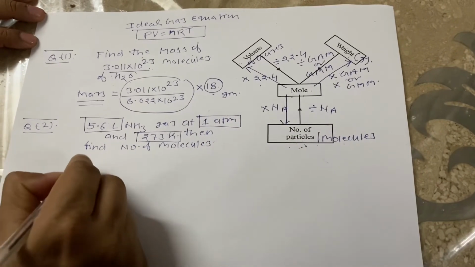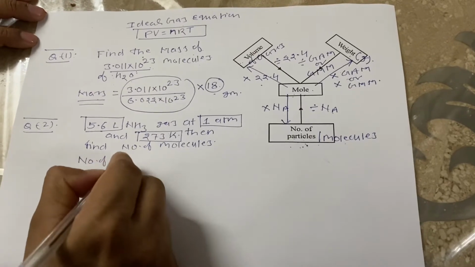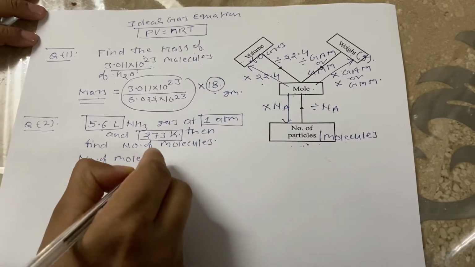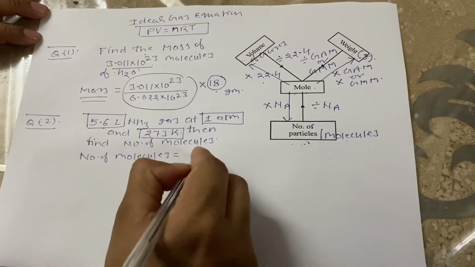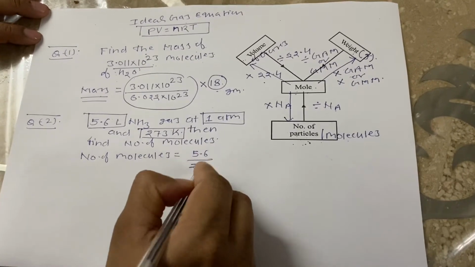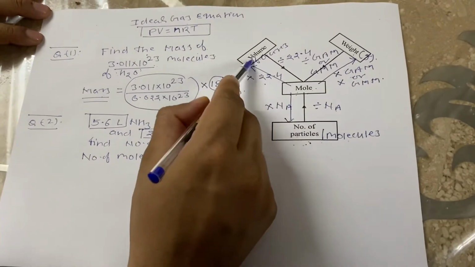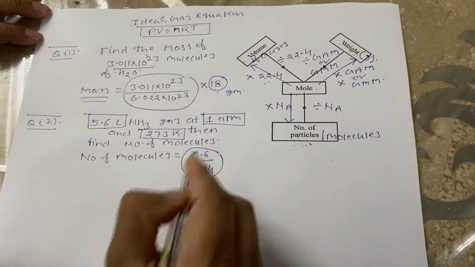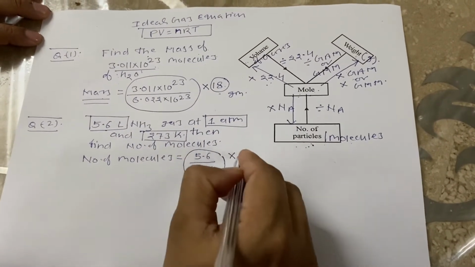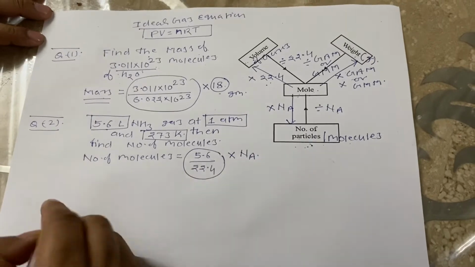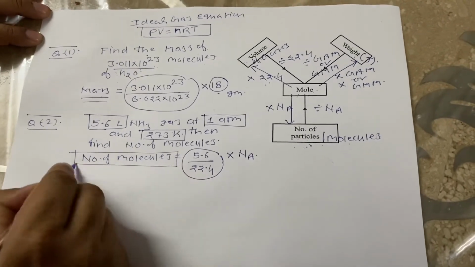So the number of molecules will be equal to 5.6 divided by 22.4, which gives the moles, and if we multiply this by Avogadro's number Na, we will get the number of molecules.